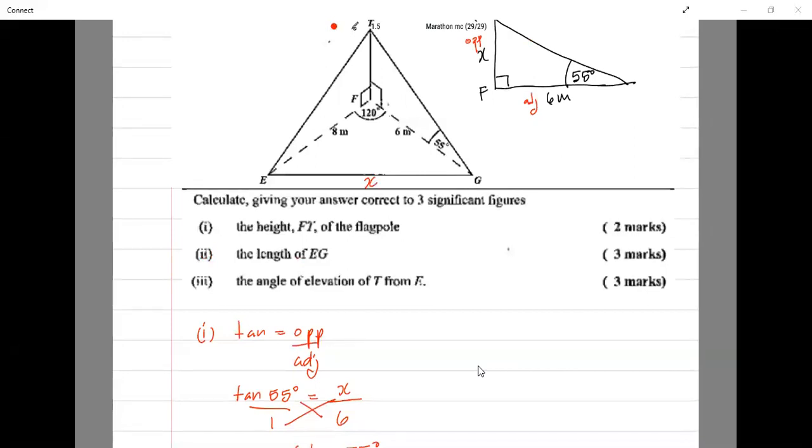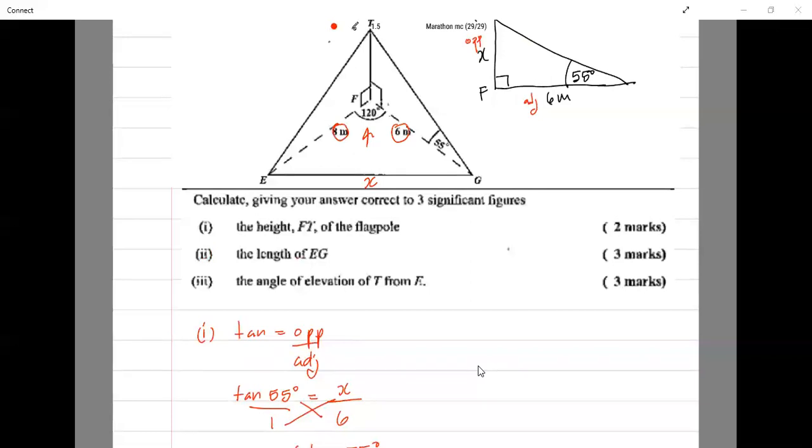So now the triangle at the bottom is a non-right angle triangle. I know the length of two sides. This is 8 and this is 6. And the inclusive angle, the angle between them, is 120 degrees. Now, if I know two sides of a non-right angle triangle and the inclusive angle, and I wish to find the length of the third side, it is a condition for applying the cosine rule.